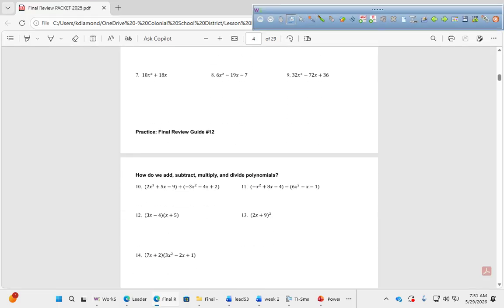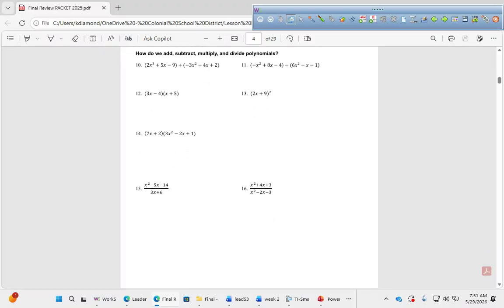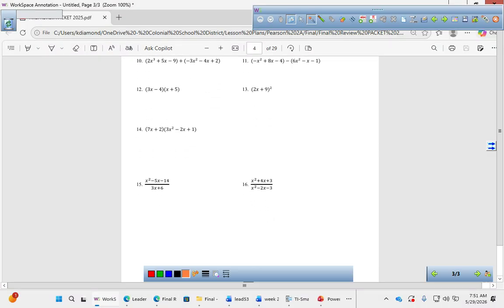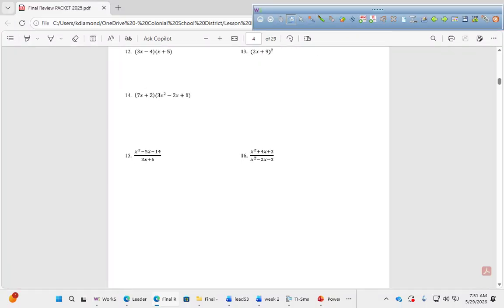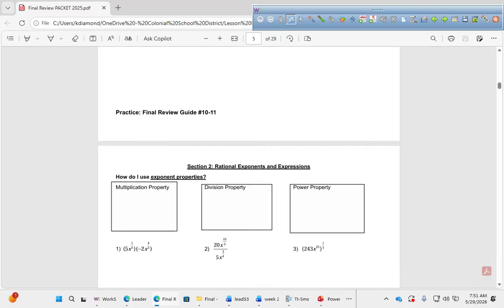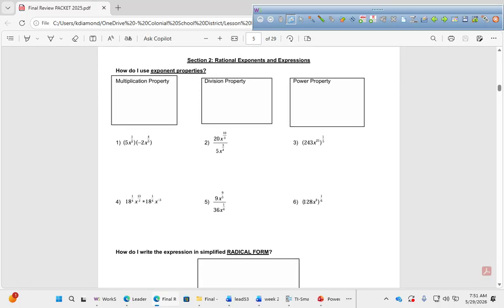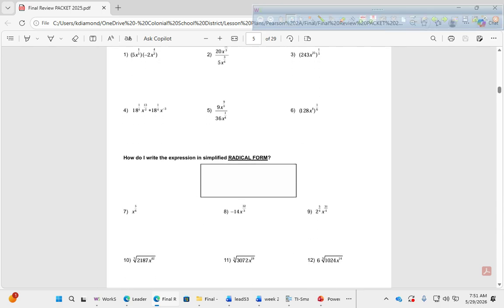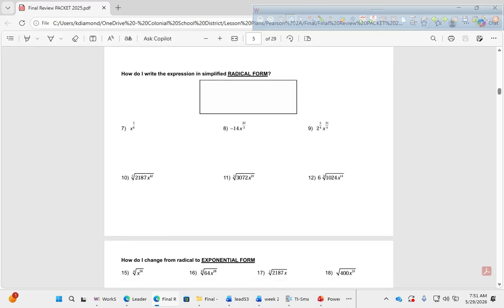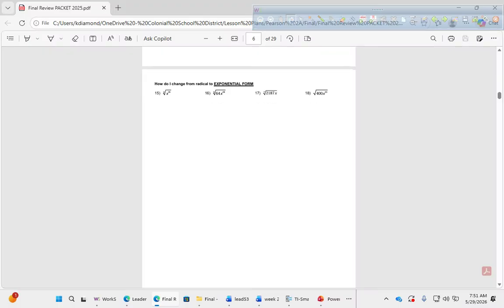And then this one that's like, how do we add, subtract, multiply, divide polynomials? We'll add a 4 there. And then this section 2, rational exponents, we'll add a 5 to this bottom corner. You guys get the idea, right? This one with 15, 16, 17, 18 is going to be a 6. Can you guys keep going from there? You don't need me to keep going. All right, so just keep going.